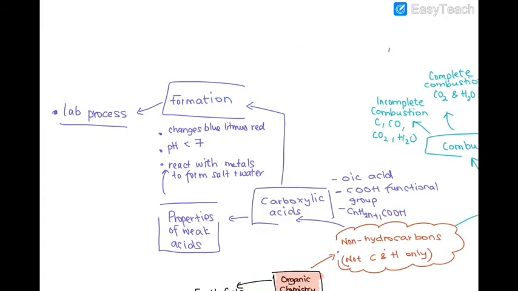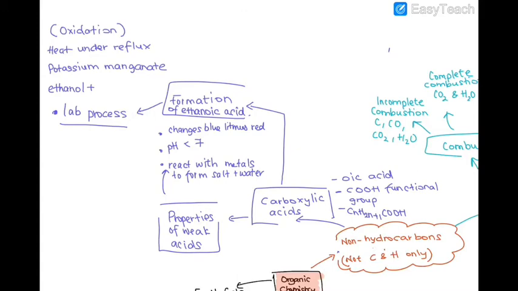Now, for the formation of carboxylic acid, there's two processes. There's the lab process and the industrial process. And in this process, you have ethanol, which is heated under reflux with potassium manganate. And this is an oxidation reaction where you have the formation of ethanoic acid.